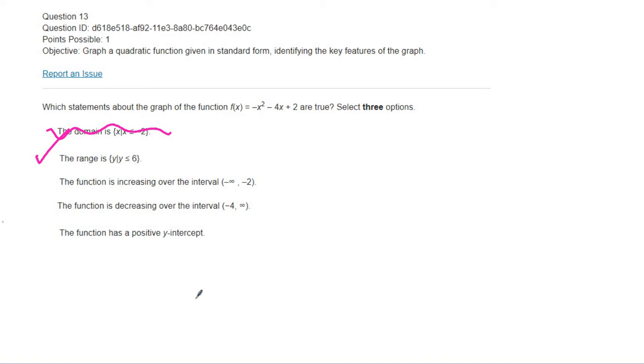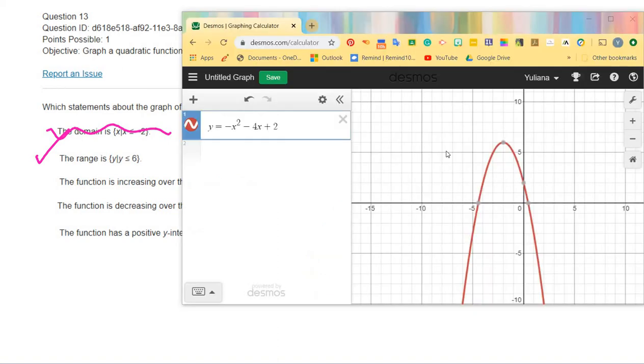The function is increasing over the interval -infinity to 2. So what they're saying, increasing from -infinity, that just means from down here to 2. And then it decreases. So we can see that matches what our graph looks like, right? It's coming from -infinity and it's increasing right till -2.